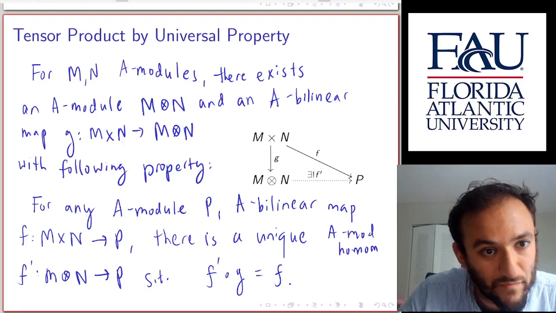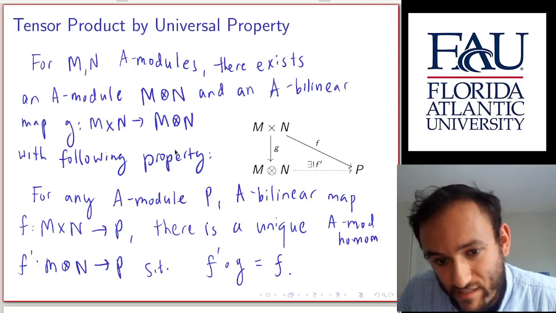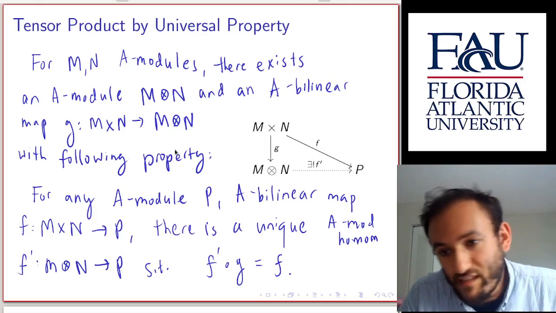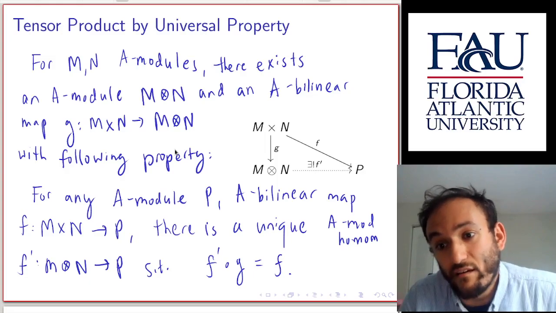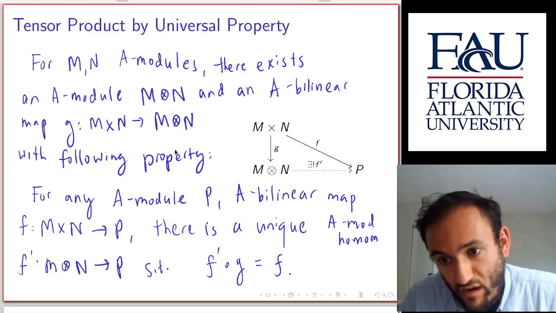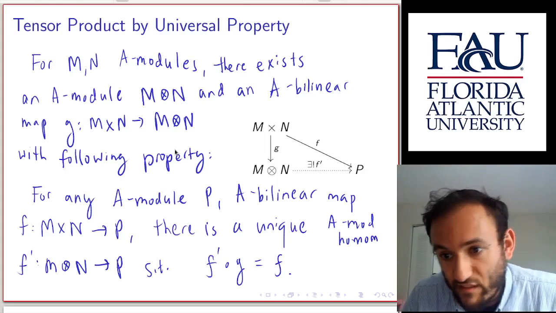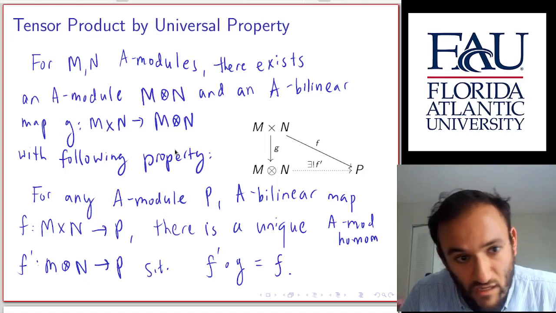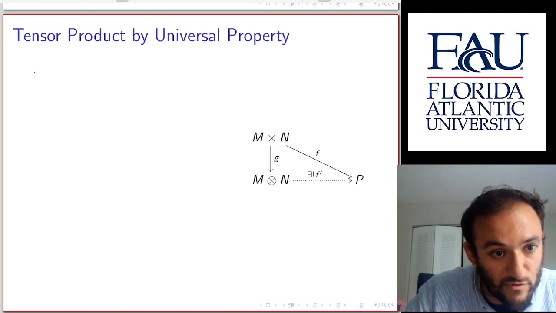And so now that we know that such a thing exists, you can show, it's not hard, that this property is satisfied by the object that we just described, the quotient of the free module by that submodule with all the linearity relations. Once you show that it exists, you also show that it's unique, because suppose there are two such.